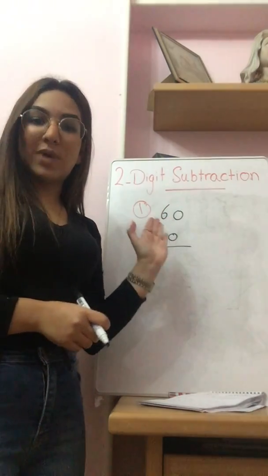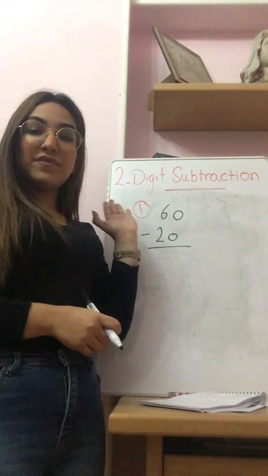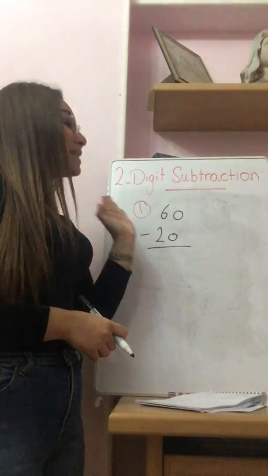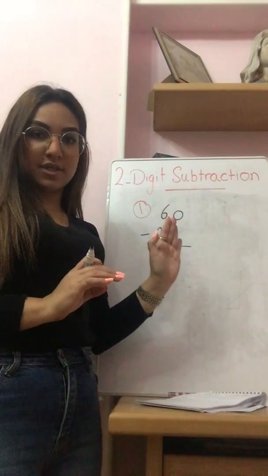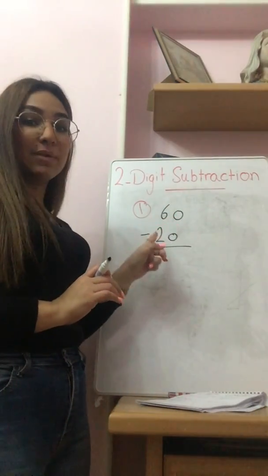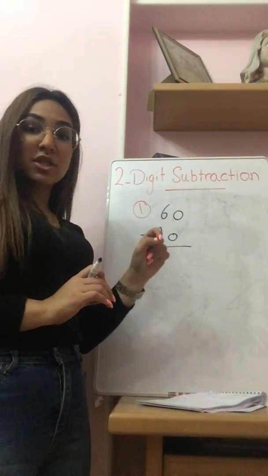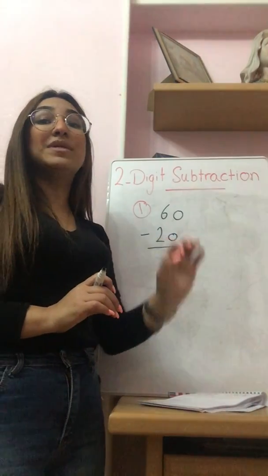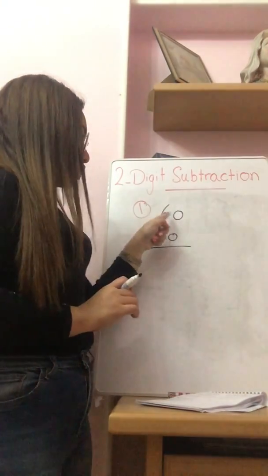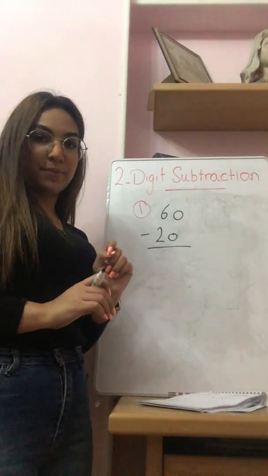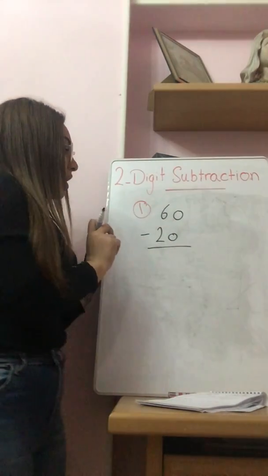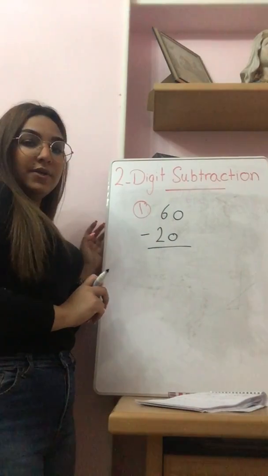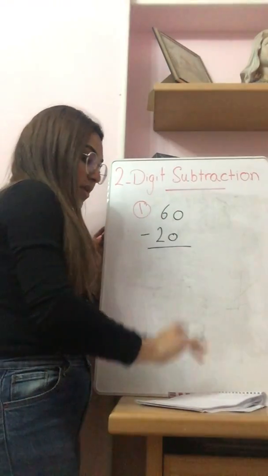60 minus 20. In our previous session, we learned how we can add two-digit numbers, for example, 60 plus 20. In this session, we are going to learn how we can subtract a two-digit number from a two-digit number. Okay? And this is our sign. Okay. 60 minus 20.